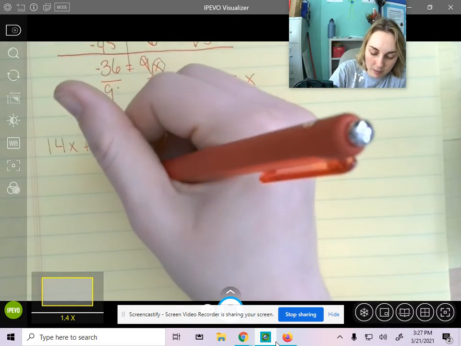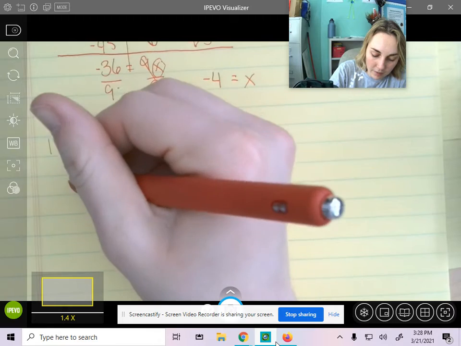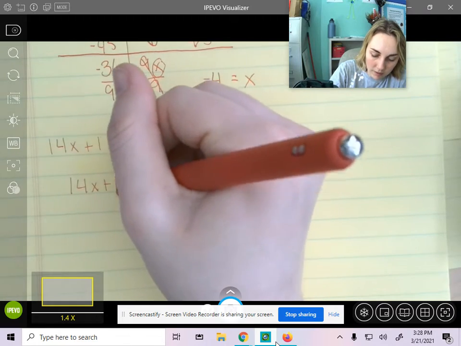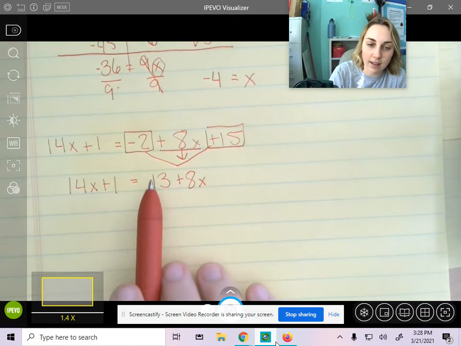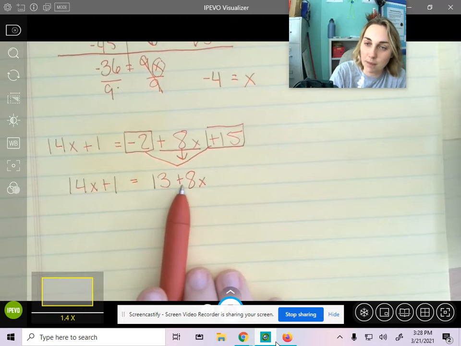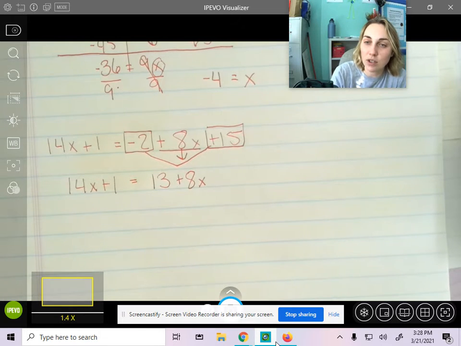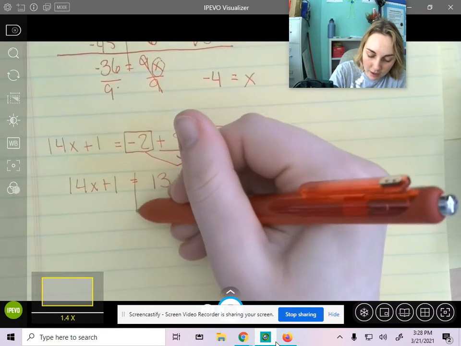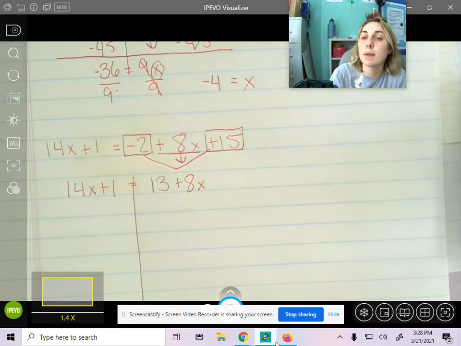And then I'll bring the rest of this problem down. Bring down that 14x plus 1. And now I have my problem. All these are combined. Now I can choose a variable side and a constant side. So balance beam time. Made my balance beam.